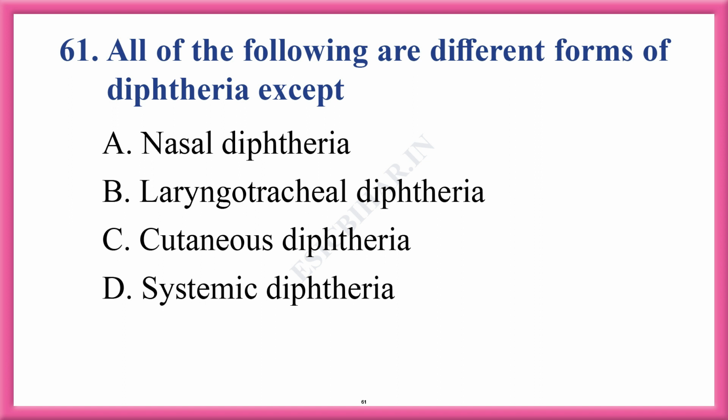Question 61. All of the following are different forms of diphtheria except A. Nasal diphtheria. B. Laryngotracheal diphtheria. C. Cutaneous diphtheria. D. Systemic diphtheria. And the answer is D. Systemic diphtheria.